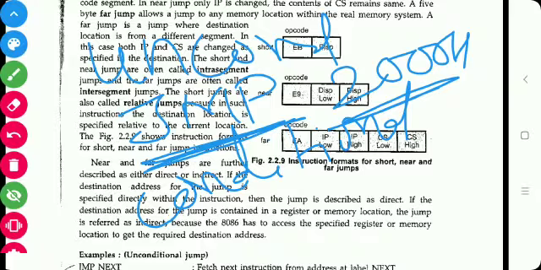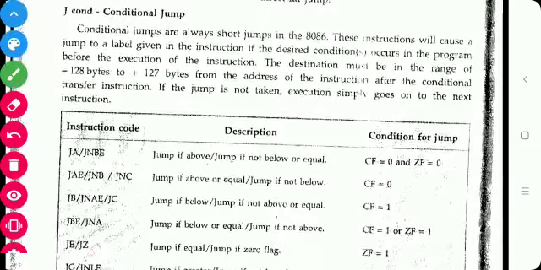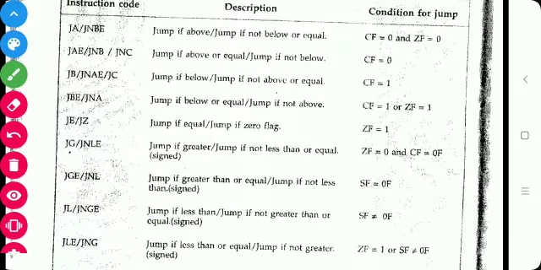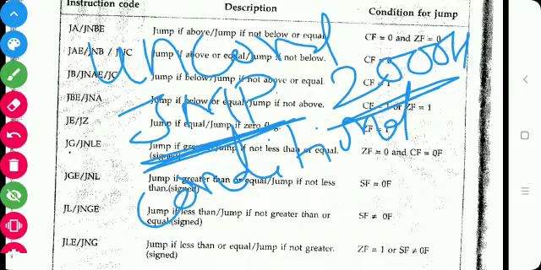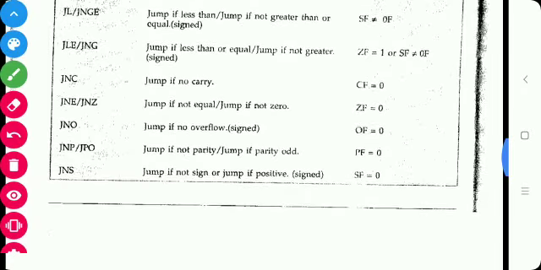Okay. In conditional jump instruction, first the condition is checked. If the condition is true, then only the control is transferred to the specified location. So there are various conditional jump instructions like jump if above, jump if below or equal, jump if equal, jump if zero flag is zero, jump if greater or equal, jump if less. So there are various instructions. According to our program, we can use these instructions. Okay, JNC, JC, JNO, JS, JNS.